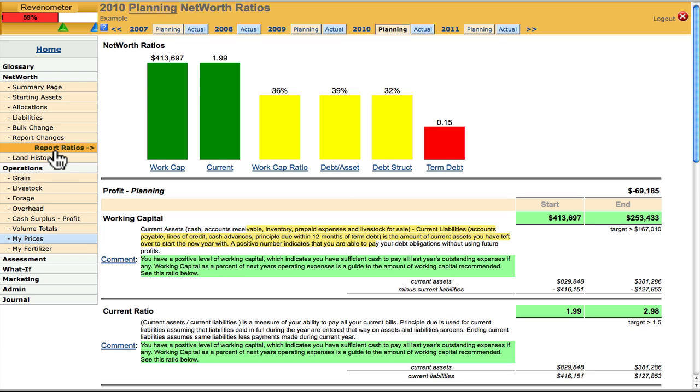I hope that is helpful, and once you put the assets and liabilities in for your farm, go to this Report Ratios page to understand what the strengths and weaknesses of your financial statement are.